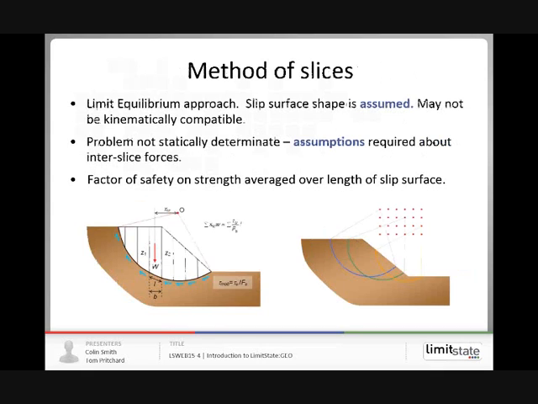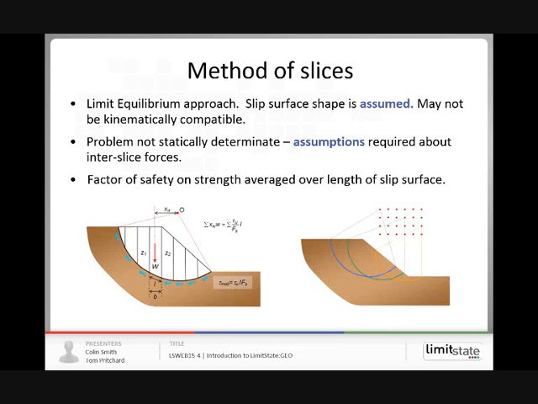Final method, and perhaps the most commonly used one, is the method of slices. That has a fairly general applicability. It's what we call a limit equilibrium approach. The slip surface shape is assumed. It may not be kinematically compatible.